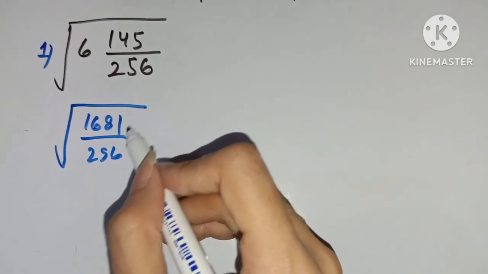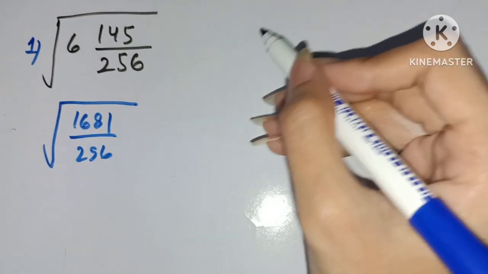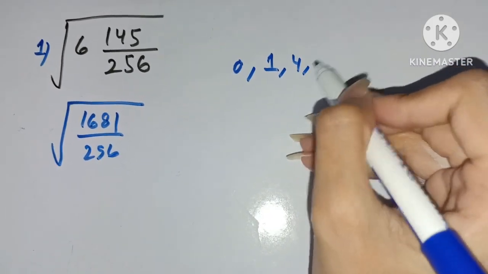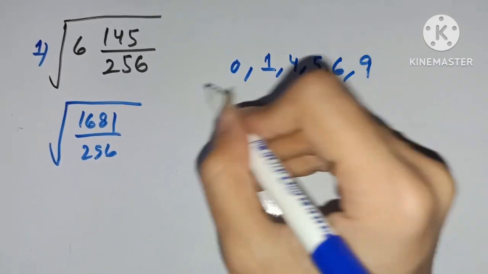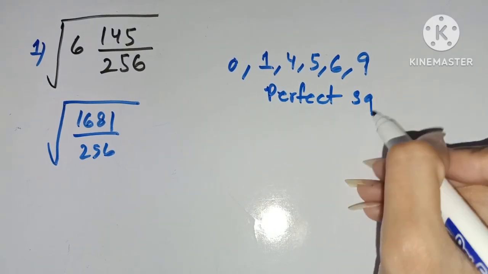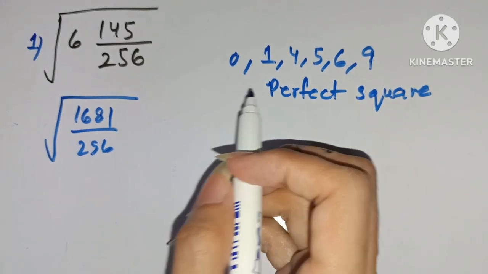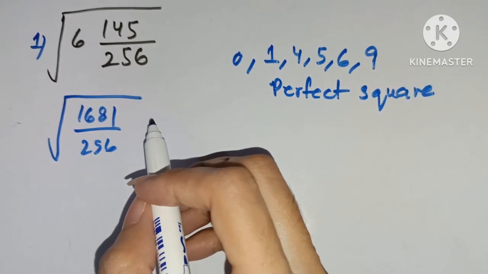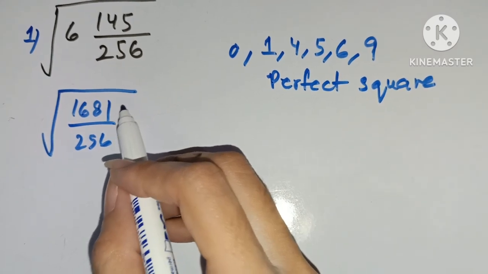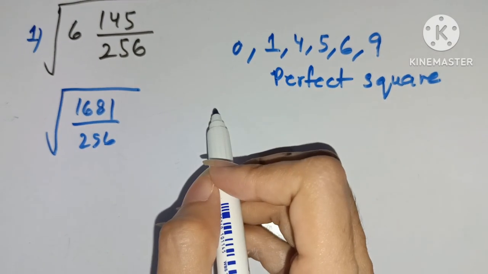In the last place of 1681 it is coming 1. The numbers having the last digit as 0, 1, 4, 5, 6 and 9 can be a perfect square. What I'm trying to say is that we multiply numbers again and again to see which number multiplied twice gives 1681. If you divide this by 2, it will not get divided. If you divide this by 3, you will get the answer in decimal point.